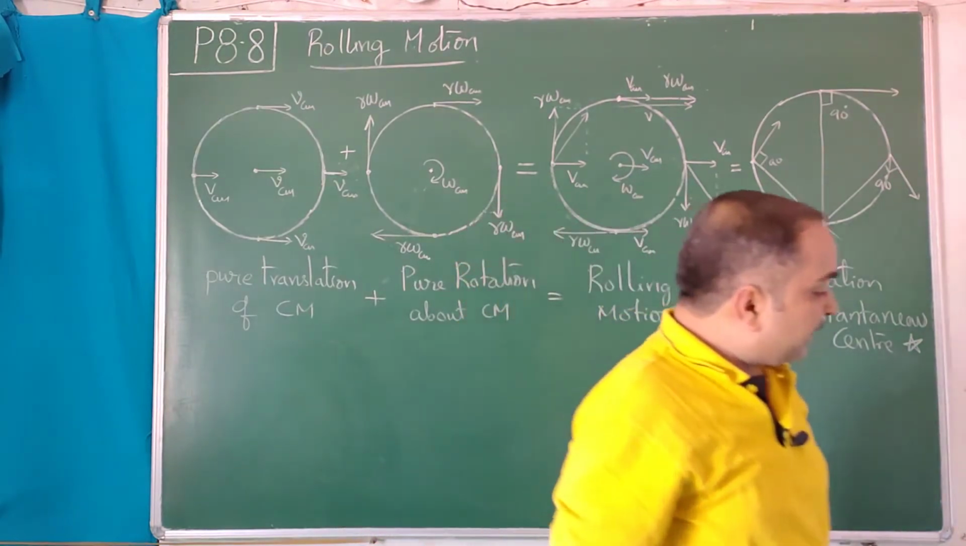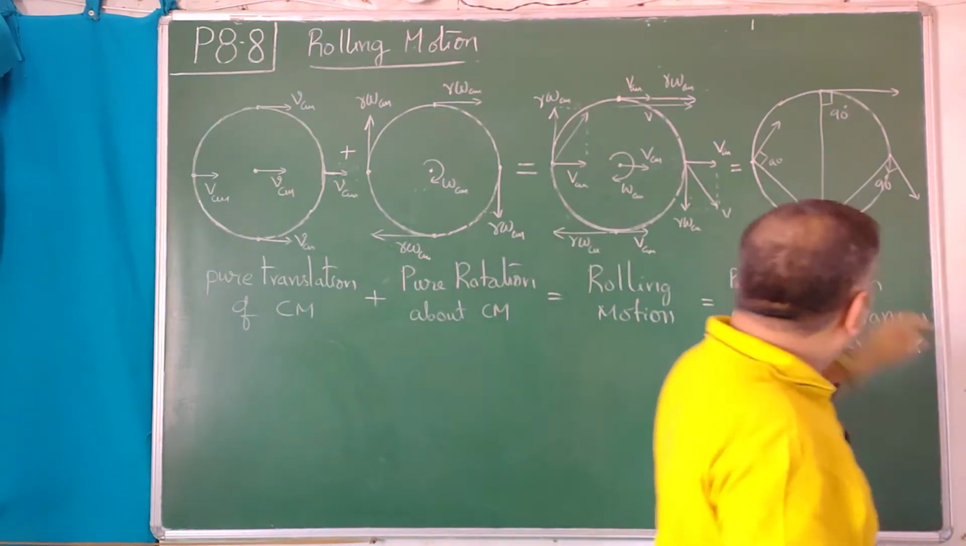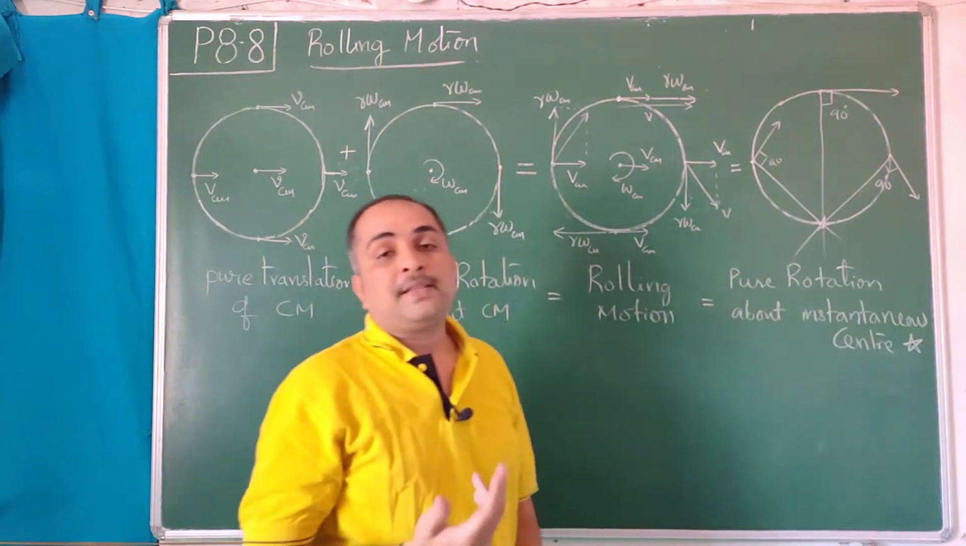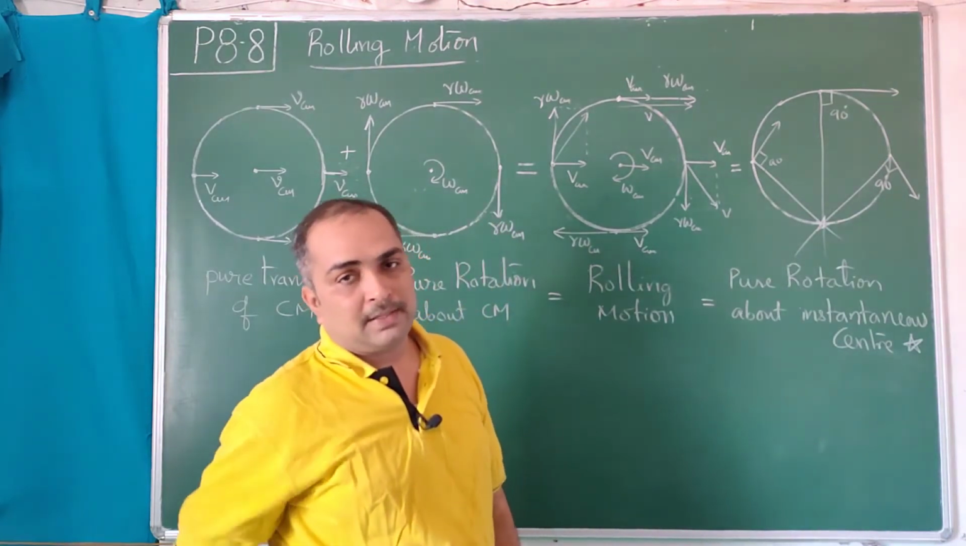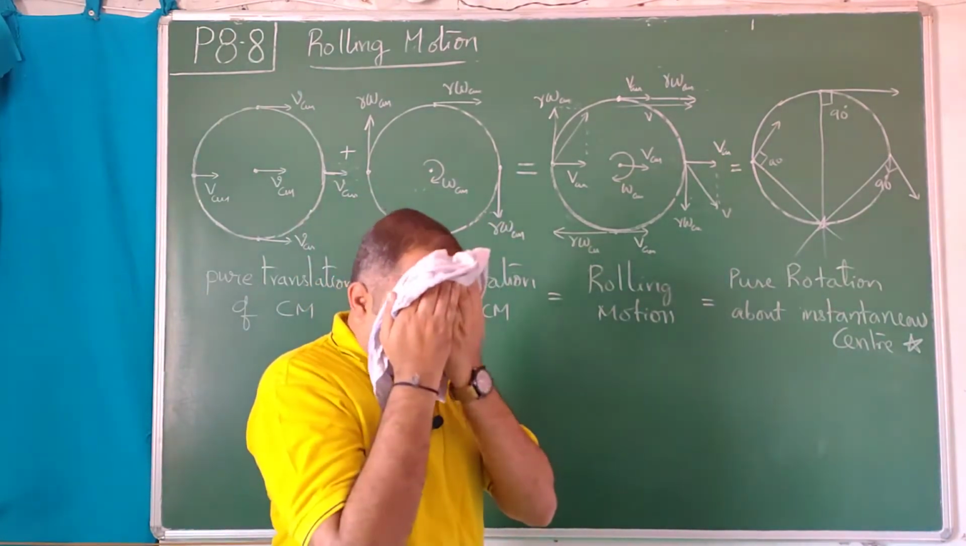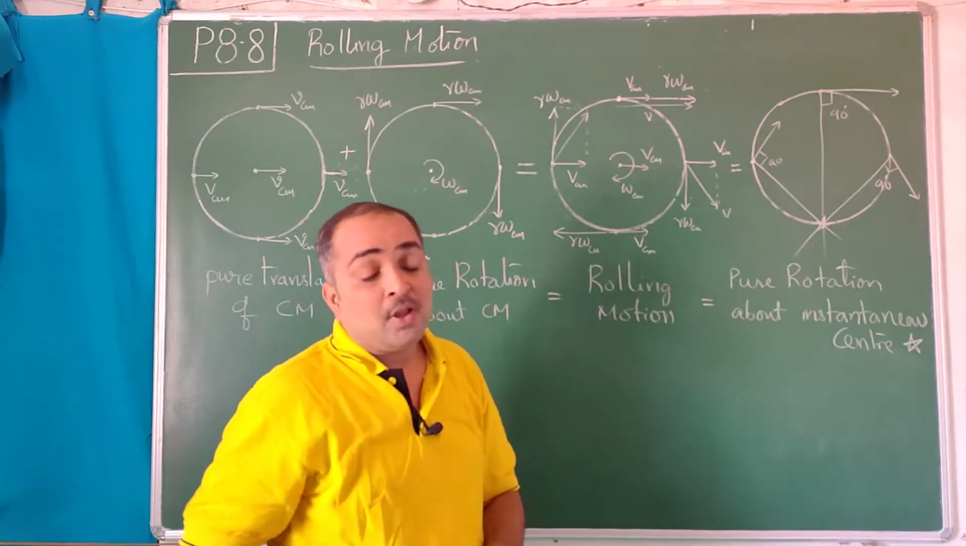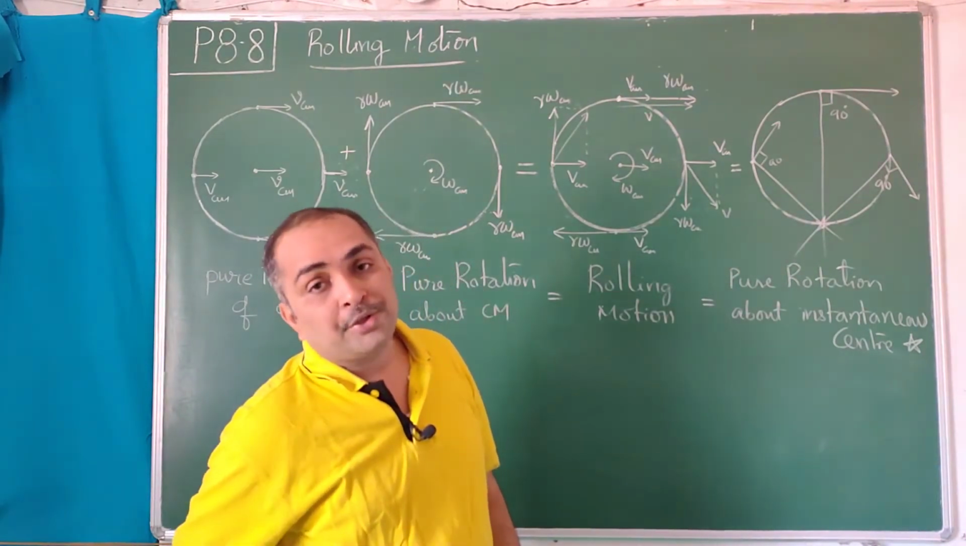And whether it happens exactly at the periphery, or some point inside or outside, depends on rolling, whether it is happening without slipping or with slipping. That's the next point I am going to discuss in detail. But first, what is rolling motion?